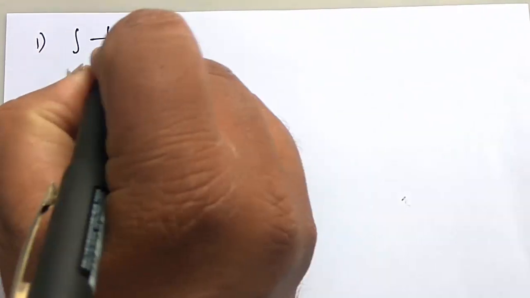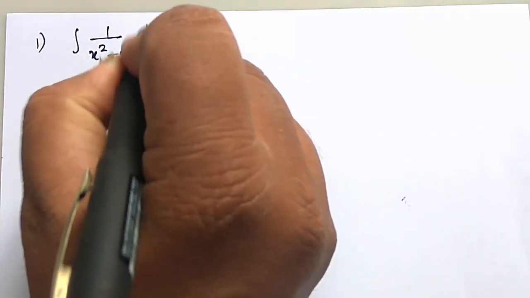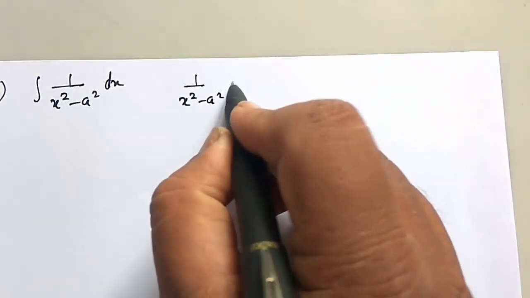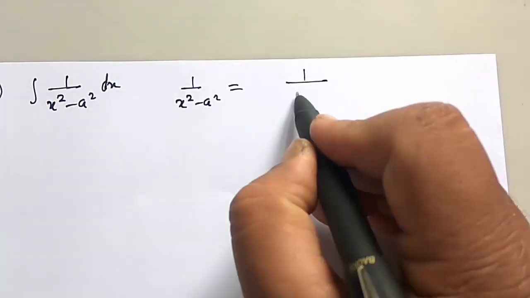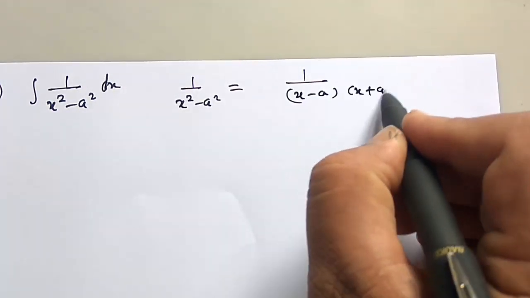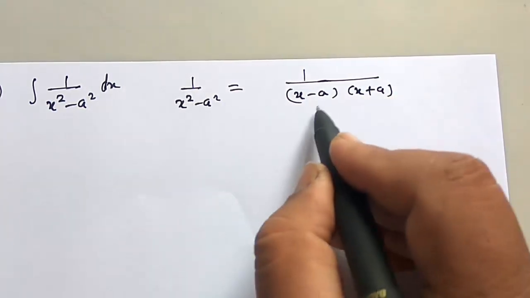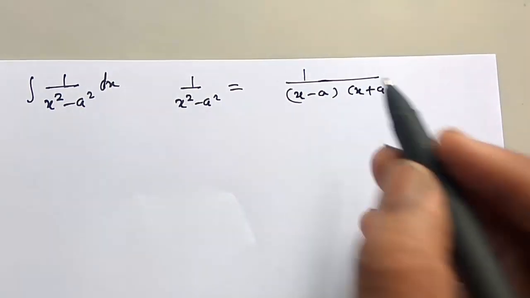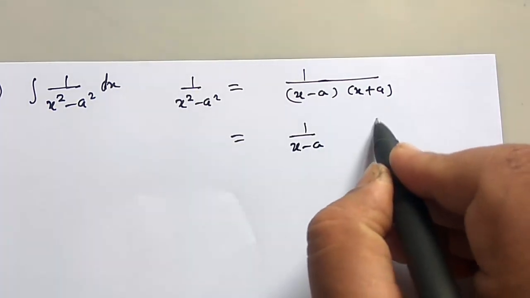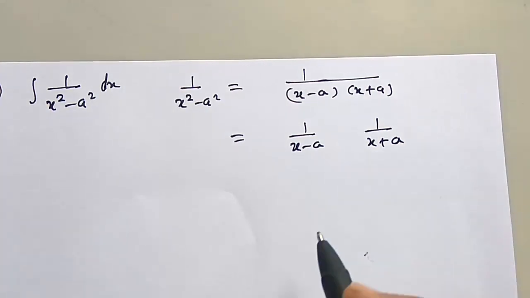That is number 1, integration of 1 upon x square minus a square dx. Now I factorize this term x square minus a square. Its factor is 1 upon x minus a into x plus a. We know that x square minus a square is x minus a, x plus a. Now we split this as 1 upon x minus a, 1 upon x plus a.